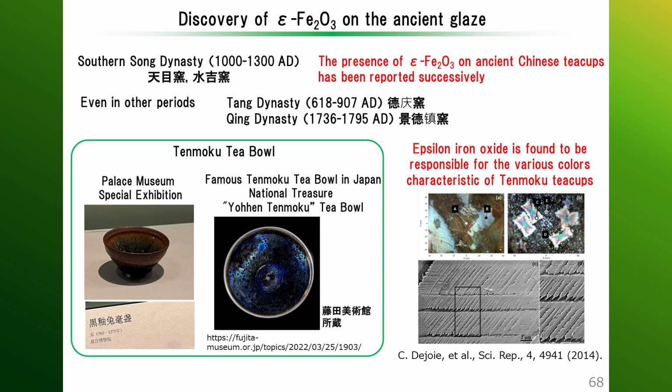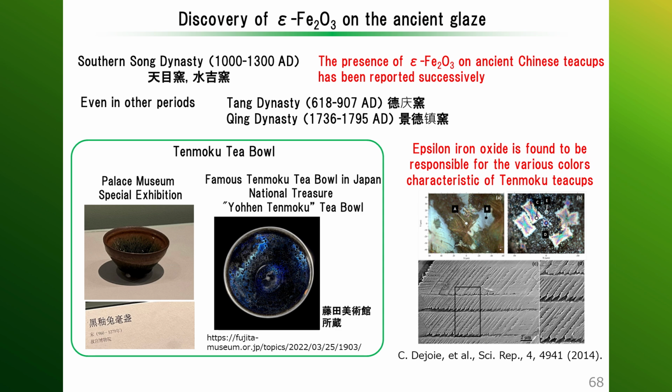Incidentally, Tenmoku tea bowls were made in the Tenmoku region of China, and among bowls produced in this region, those with black color were considered an abomination and were thrown away. However, 4 of them came to Japan, and one of those 4 is shown here, the Yohen Tenmoku tea bowl, which is designated as a national treasure in Japan. Originally, there were 4 of them. One of them, the Yohen Tenmoku tea bowl that was said to be exceptional and owned by Nobunaga Oda, was lost in the Honnoji incident. The remaining 3 are shown here.